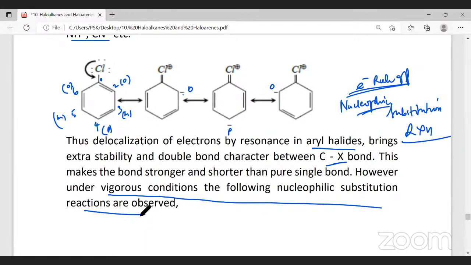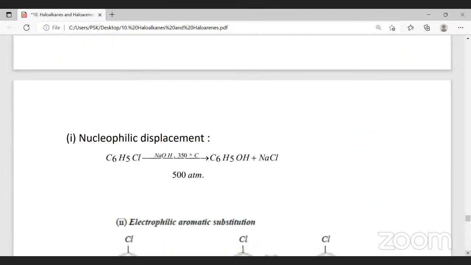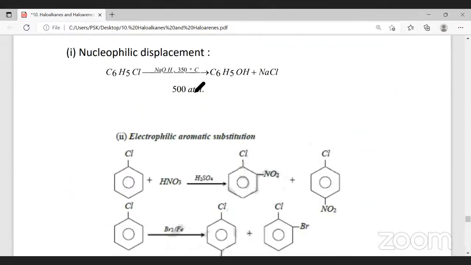Only at vigorous, drastic conditions are nucleophilic substitutions observed, but otherwise it will not undergo nucleophilic substitution reaction. See, these all are at vigorous conditions. All right. Now, nucleophilic substitution reaction, SN1 or SN2 reactions.